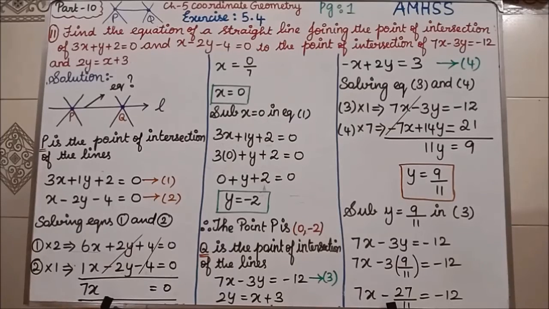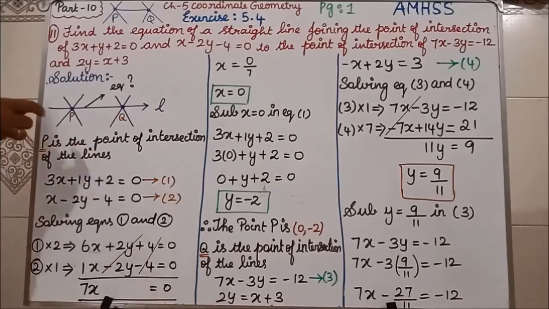Next, what value do we need? We need the y value. So substitute x equal to 0 in equation 1. What is our equation 1? 3x plus y plus 2 equal to 0. That is our equation 1. So in the place of x we are substituting 0. So 3 into 0 plus y plus 2 equal to 0. 3 into 0 is what? 0. So y plus 2 equal to 0. If 2 goes that side we are having minus 2. Clear? We have got y is equal to minus 2 and x equal to 0.